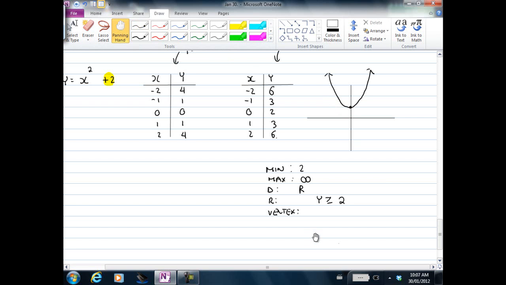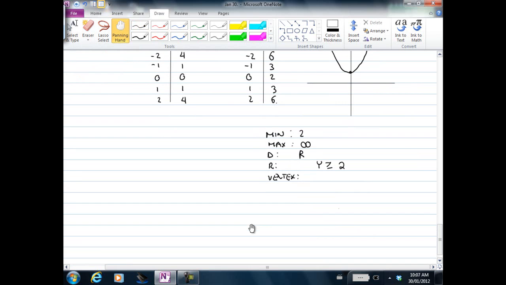Okay. And finally, Risham, what's your vertex? 0, 2. Hey guys, gals, that's it.